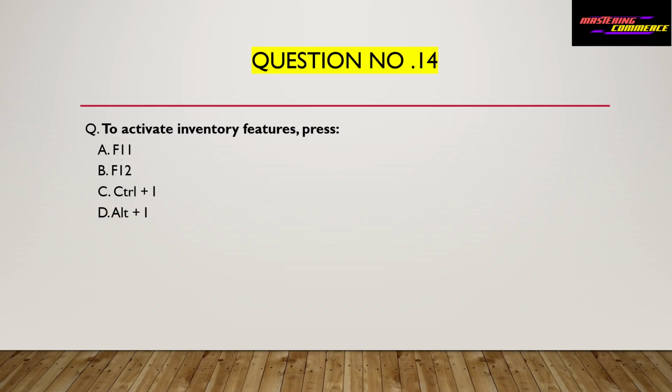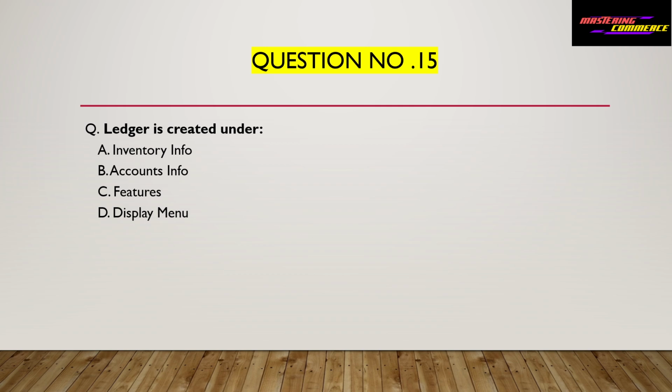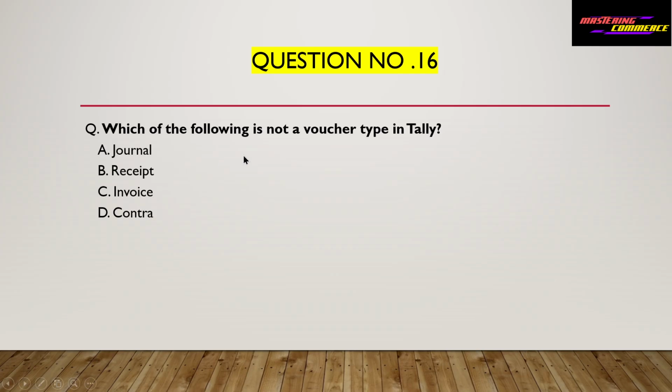Next question is to activate inventory features, press F11, F12, Control plus I, Alt plus I. So here to activate inventory features, press F11. A is the correct answer. Question number 15 is ledger is created under inventory info, accounts info, features, display menu. So here the ledger is created under accounts info. B is the correct answer.